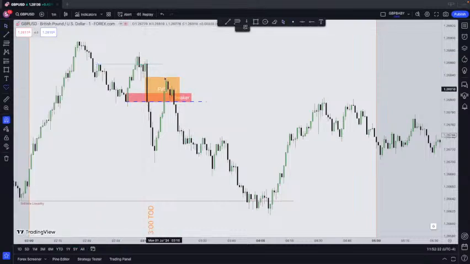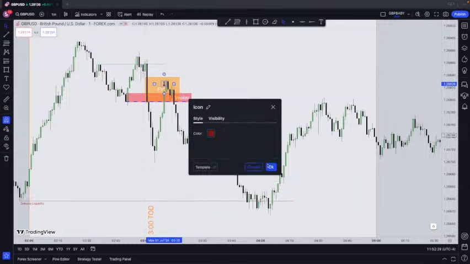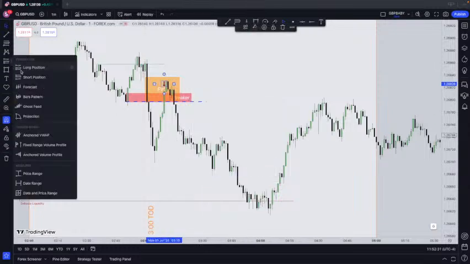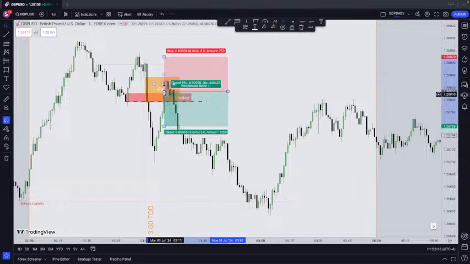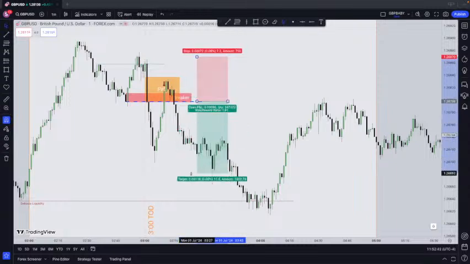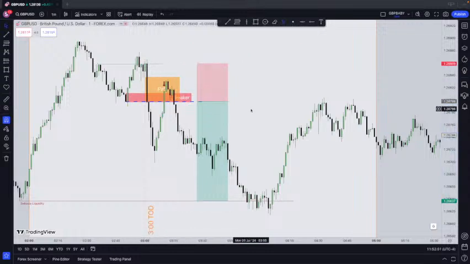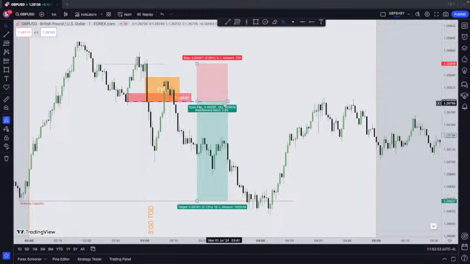After 3 o'clock, we'll have our little arrow to show that we go short here. And I know a lot of you like to use this kind of stuff. I never use this, to be honest. I don't really understand. Well, I do understand it, but there's our target, and then stop loss would be at the open after displacement. So that would be that trade.